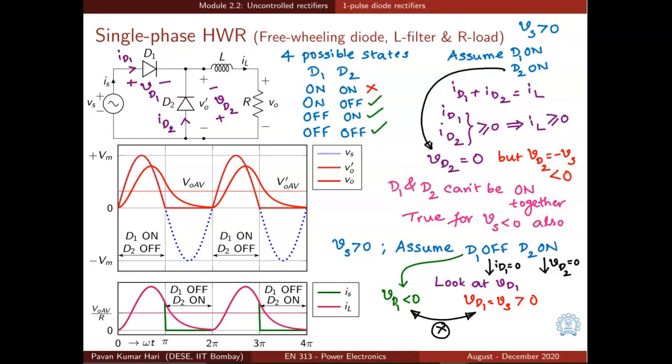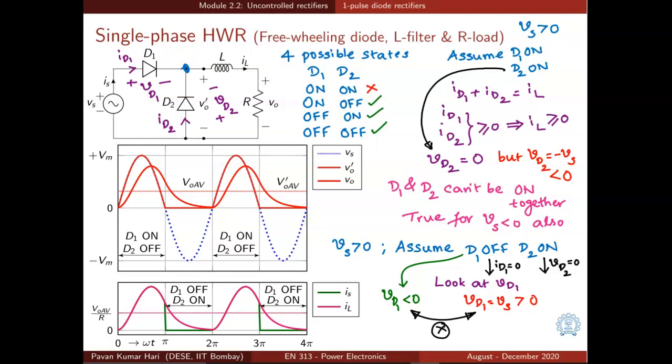So when Vs is greater than 0, when the source voltage is greater than 0, let us assume that both are on. Since both are on, if we apply KCL at this node, ID1 plus ID2 is equal to IL, and ID1 and ID2 have to be greater than or equal to 0, because we have assumed that they are on and they cannot be negative in any way. So ID1 plus ID2 should be greater than or equal to 0. That means the current in inductor IL, or the current through the load, should be greater than or equal to 0. This is true for any case.